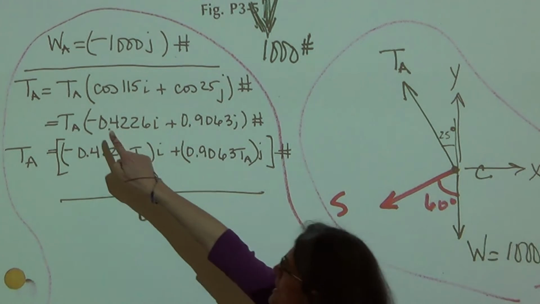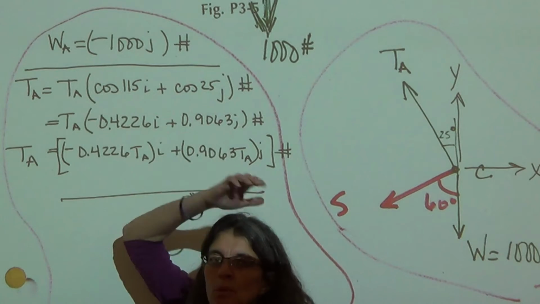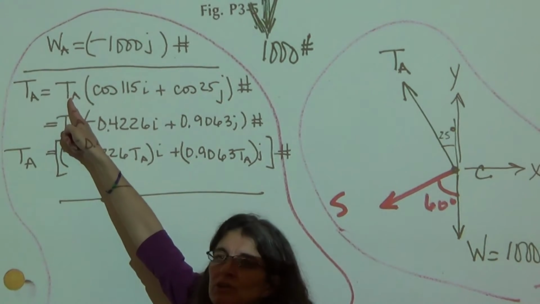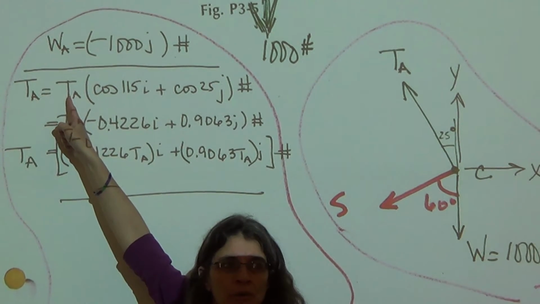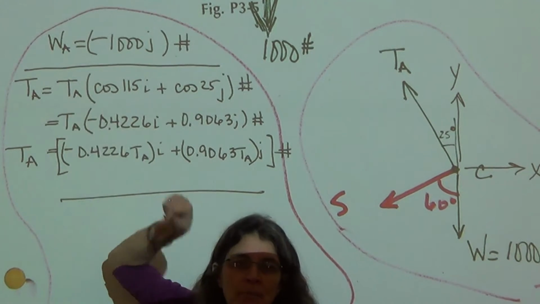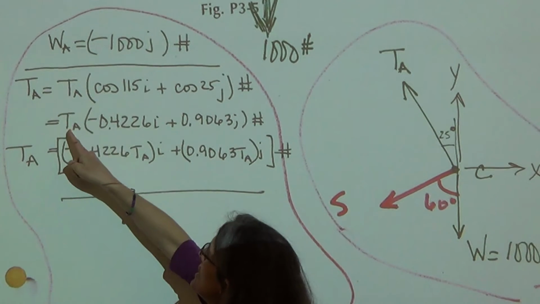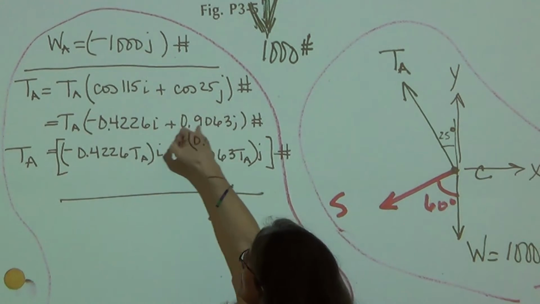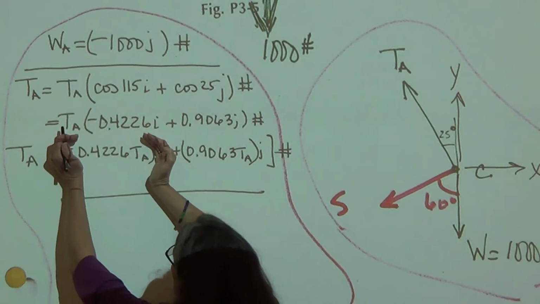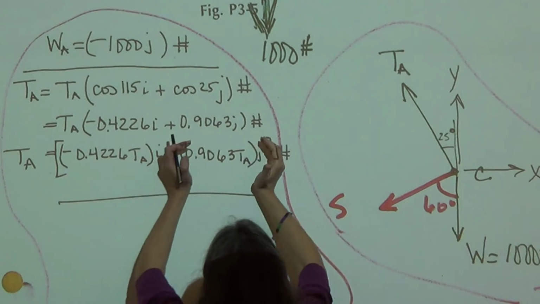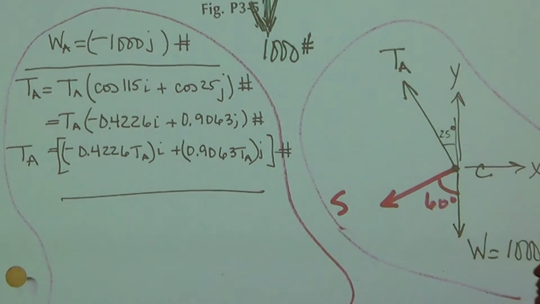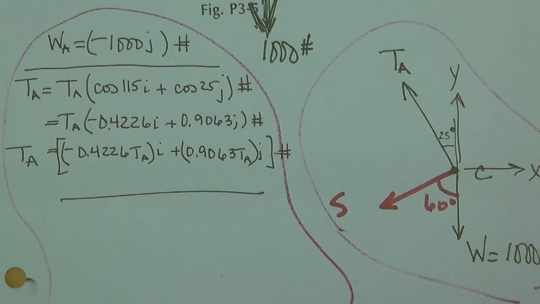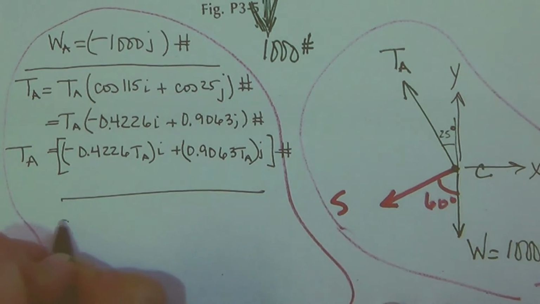Okay, so did everybody see? Normally, when we did components, we had a value of the force, but here we don't have a value, so the variable is representing the value. So it's TA times this unit vector. This right here is my x component of TA, this is my y component of TA. So let's do the S now.